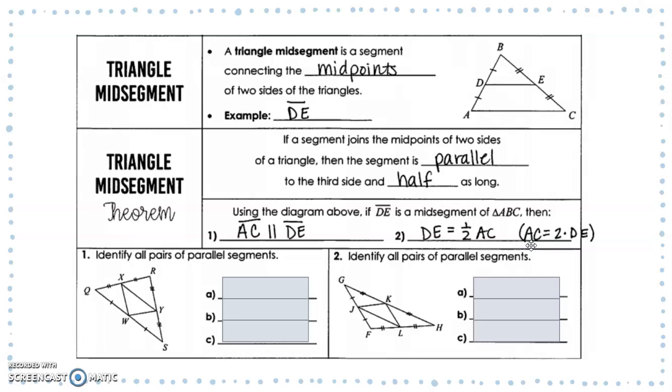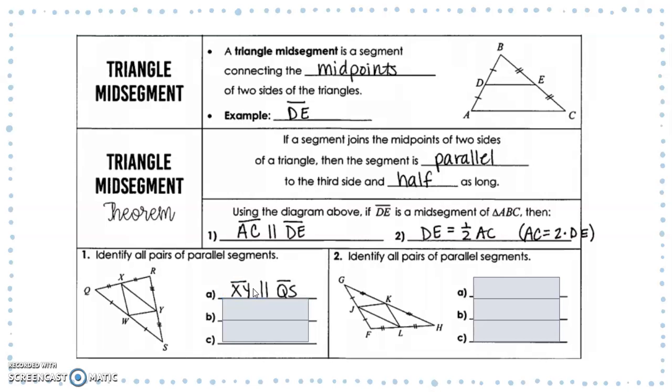Before we do that, let's take a look at just parallel segments in triangles. So number 1 is asking us to identify all the pairs of parallel segments. If we see we have our three sides of our triangle, and then we also have 3 lines on the inside. That means they drew a midsegment for each side.